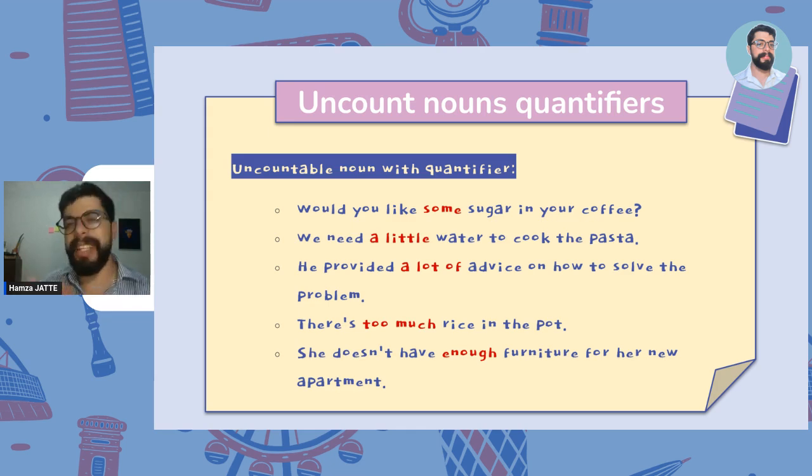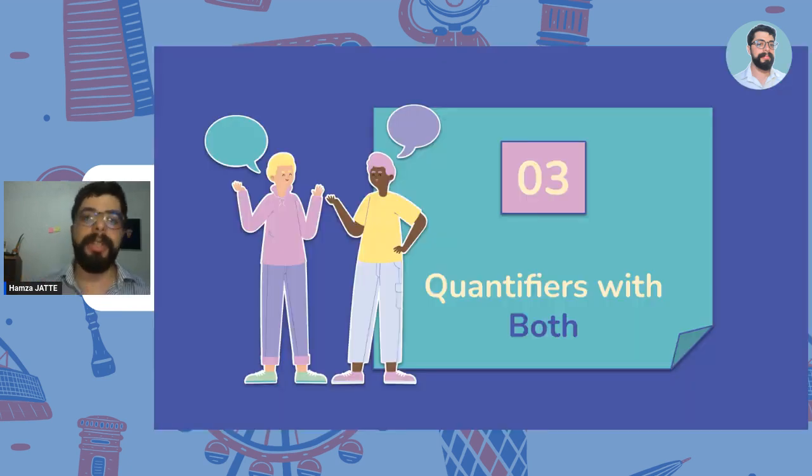So we say there isn't enough water, for example, or we don't have enough something. All right, great. So these are the first two types of quantifiers, one that we use with countable nouns, one that we use with uncountable nouns. The third and last type is quantifiers that we can use with both.